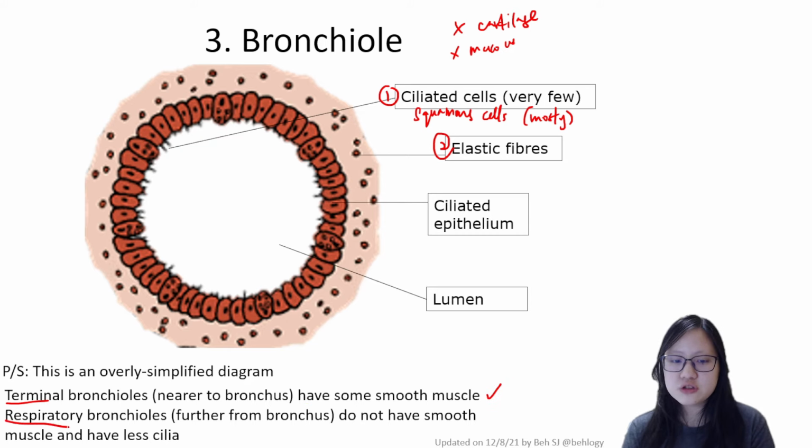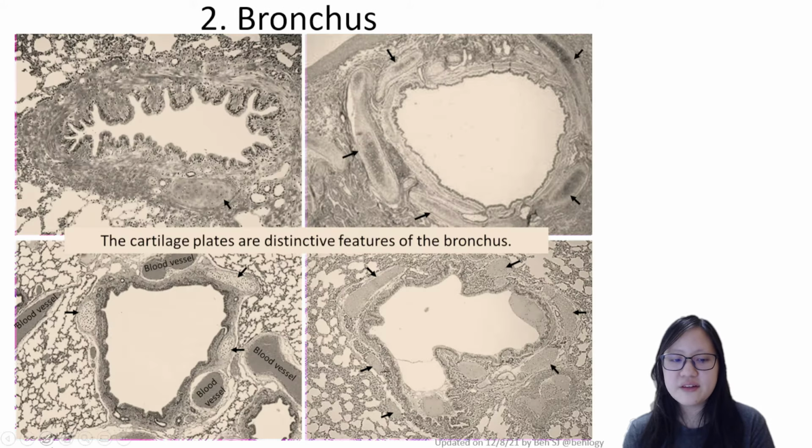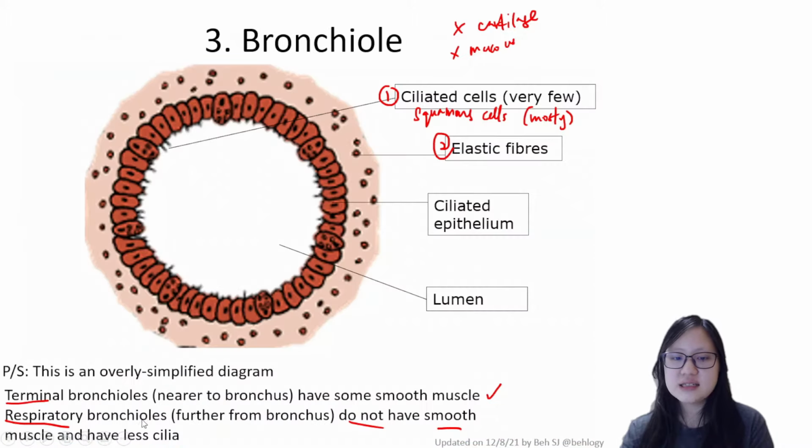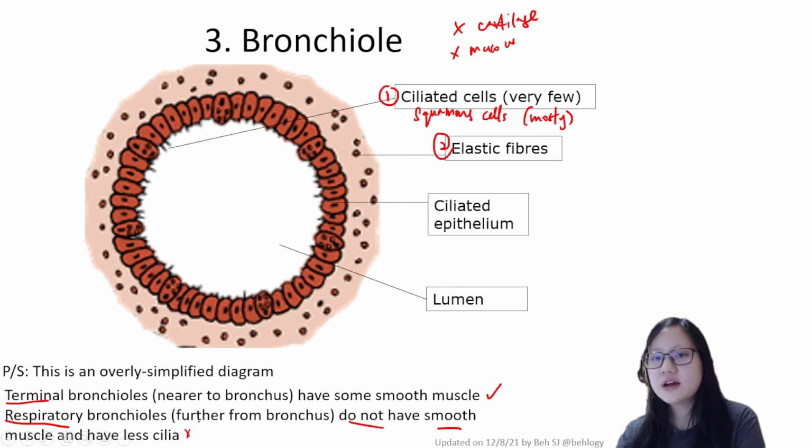However, respiratory bronchioles, which are further from the bronchus and closer to the alveoli, do not have smooth muscle and have even less cilia, sometimes even none. No cilia when it's very close to the alveolus. Yep. So that's the bronchiole.